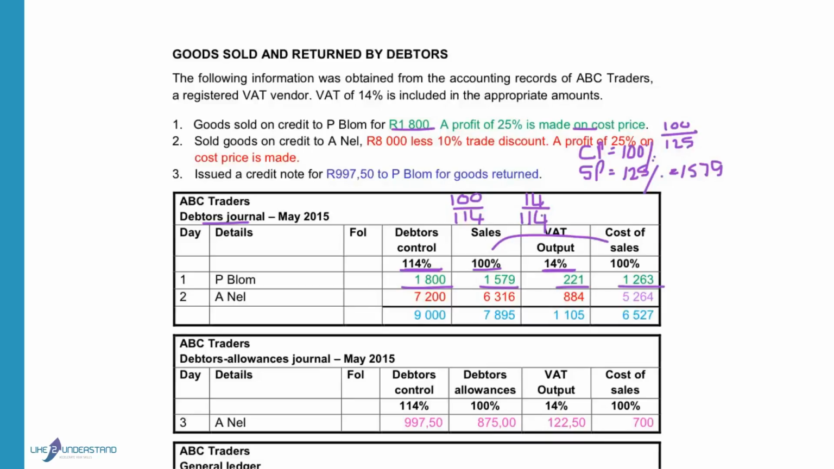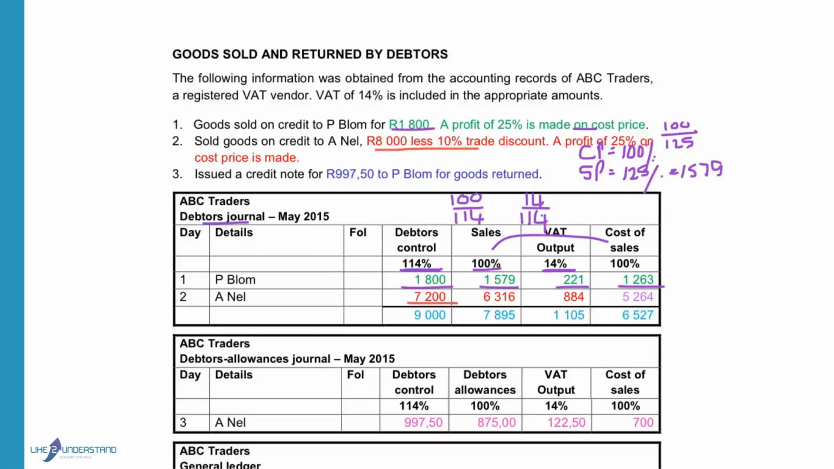In the second example, we sell goods to Nel, 8,000 Rand less 10% trade discount. So we deduct the 10% immediately. No transaction is recorded for the discount. 8,000 minus 10% will give me 7,200. So the total amount that this person owes is 7,200.